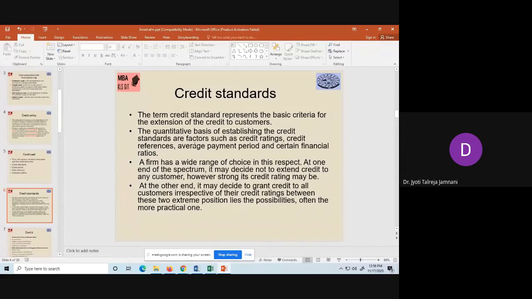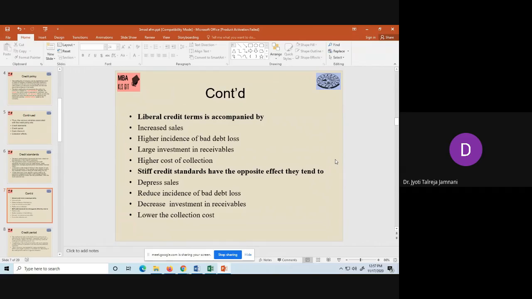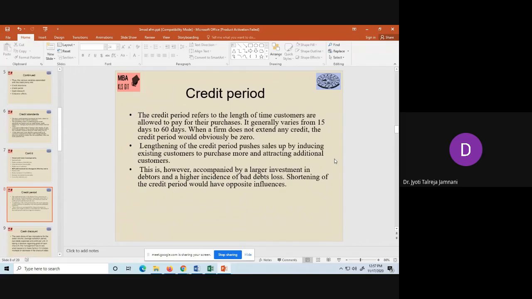If the customer fits into all the standards, you give him 100% credit. If he doesn't, you give him partial credit, 30%, 50%, 60%. If he doesn't fit at all, you give him no credit. So this is what the credit standard is trying to say. Are you understanding what I mean? Yes, ma'am. So you can read the slide, it all mentions about that only. So we'll start with the credit standard sums, remaining I will be dealing with later.